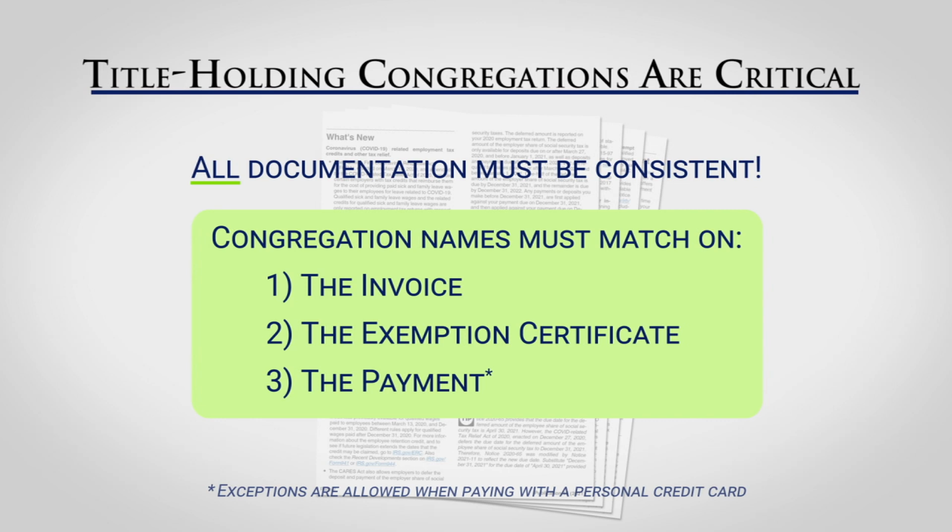In the majority of cases, the tax-exempt certificate is issued to the title-holding congregation. So, in accordance with the law, the invoice and the resulting payment must also be in the name of that title-holding congregation in order to qualify as exempt. To help illustrate, let's look at a fictional congregation and see how these laws affect their ordering process.